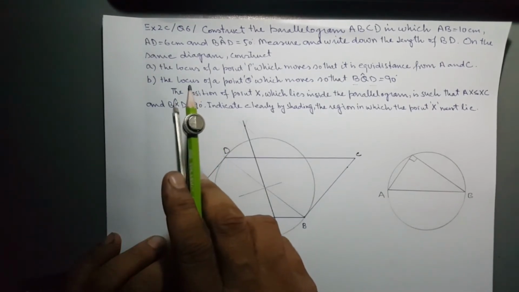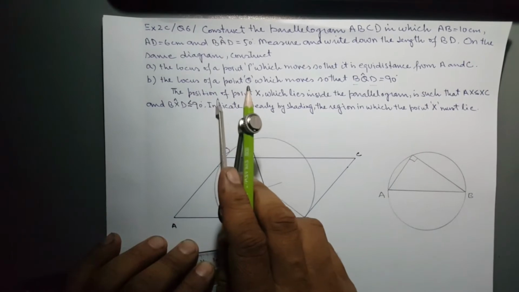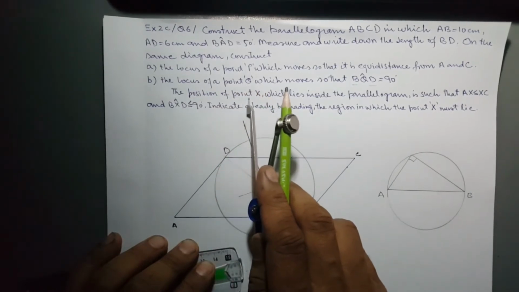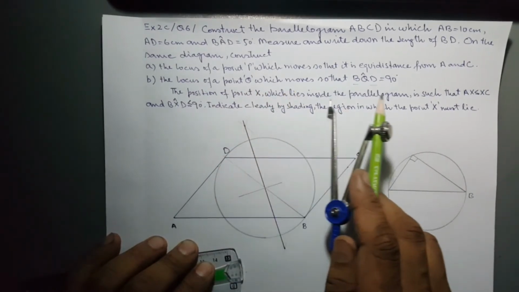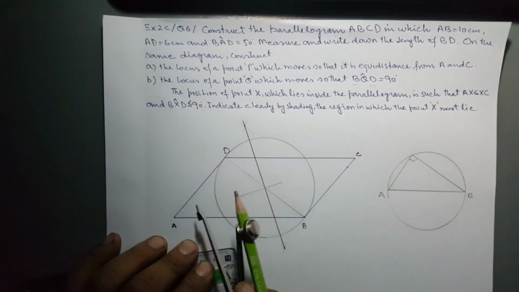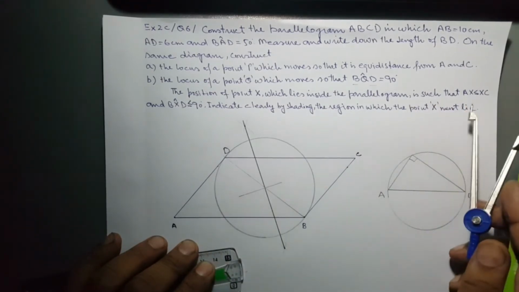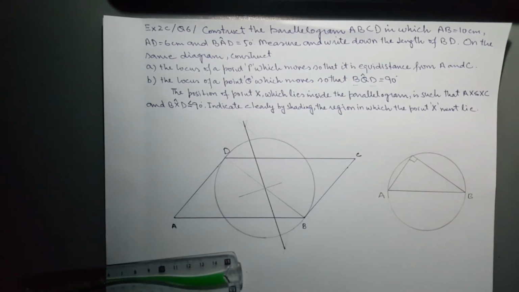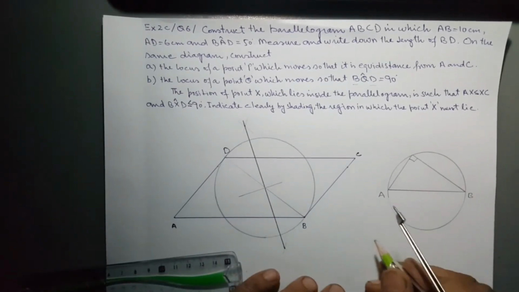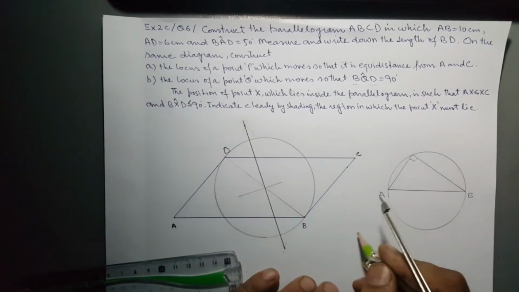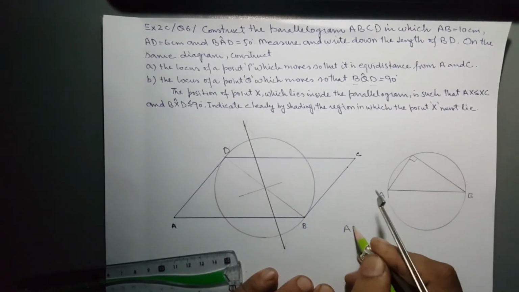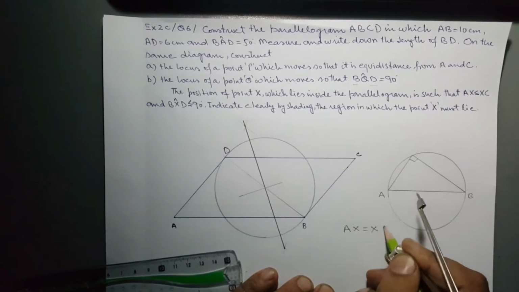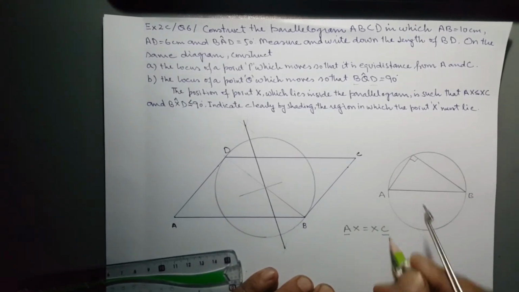Now the next portion of the question is the position of the point X which lies inside the parallelogram. The point lies inside the parallelogram such that AX is less than XC. First of all, we will convert this into an equation: AX is equal to XC. A and C are the fixed points.